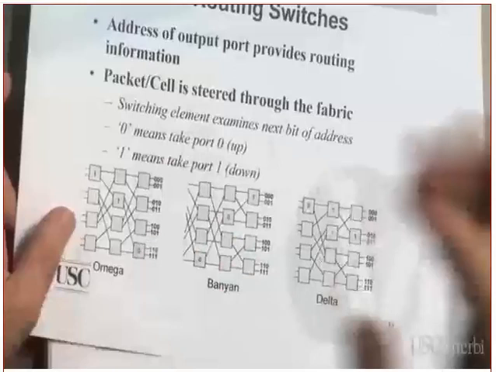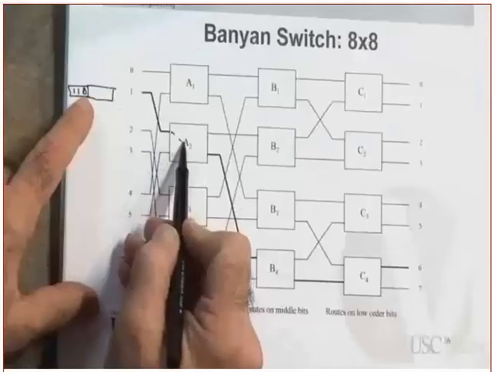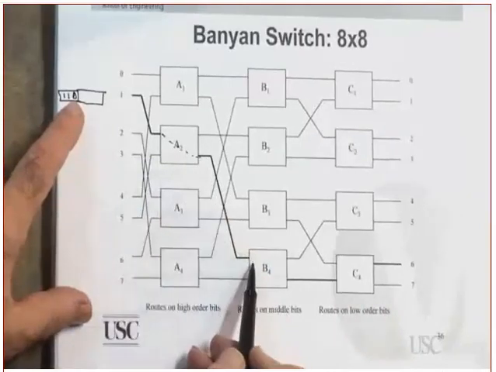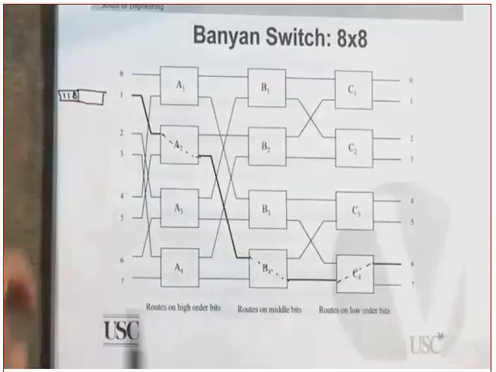Now, could there be a conflict? By a conflict, what do I mean? Listen to what I mean by that. Okay, listen to this. Now, this one went down. Are you following me now? Is it possible that number five wants to go, for example, to number seven?